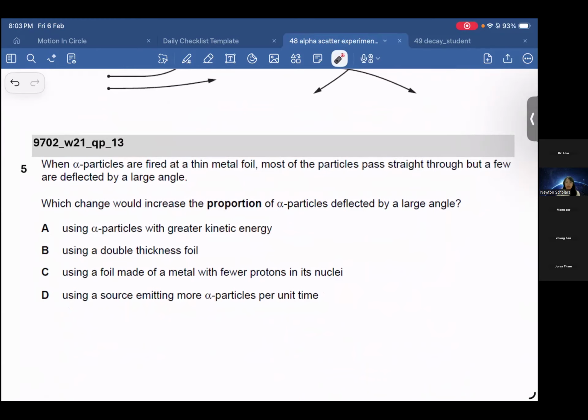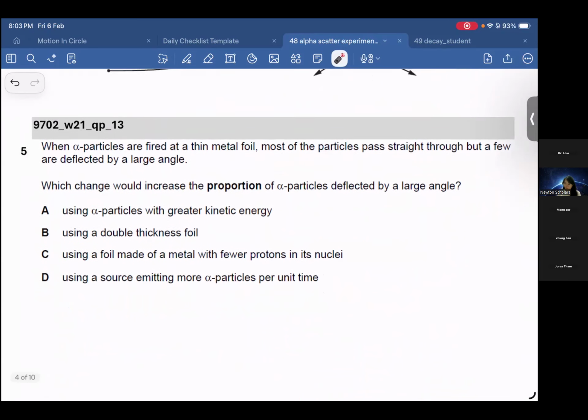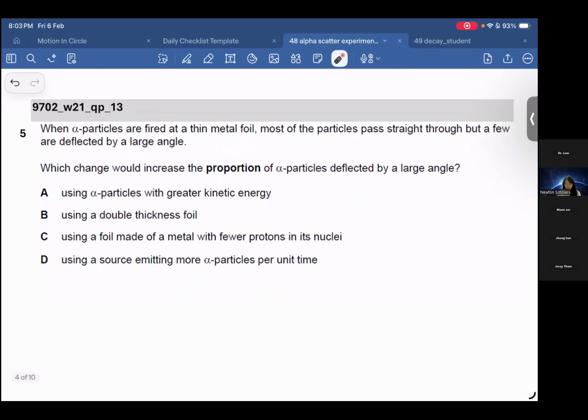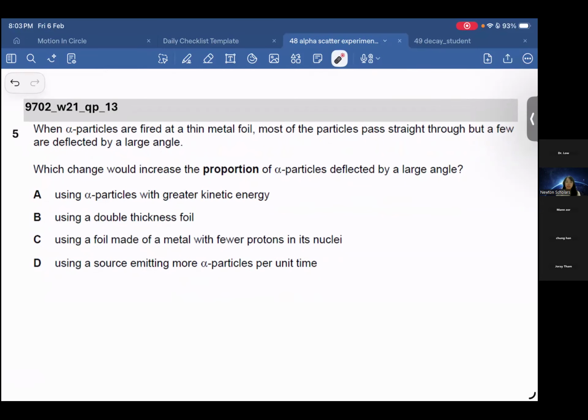My dear, number 5, this is a 2021 past year question. When alpha particles are fired at a thin metal foil, most of the particles go straight through, but a few are deflected by a larger angle. Which change would increase the proportion of alpha particles deflected by a larger angle? This question is a very good question. I need you to think and then tell me your answer. How do you change it so you can increase the proportion of alpha particles?